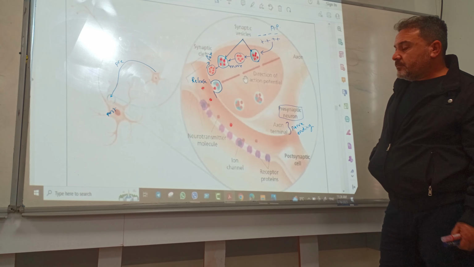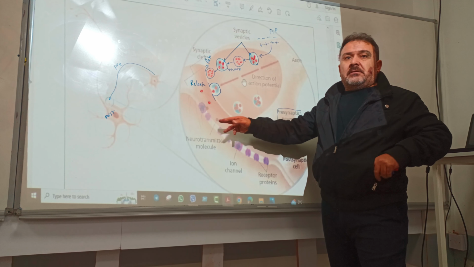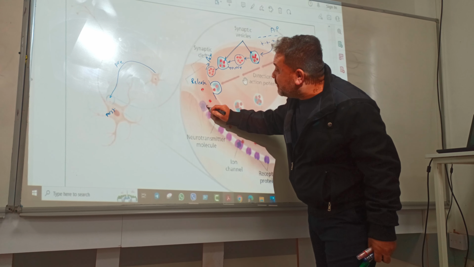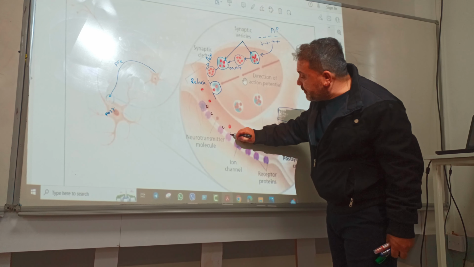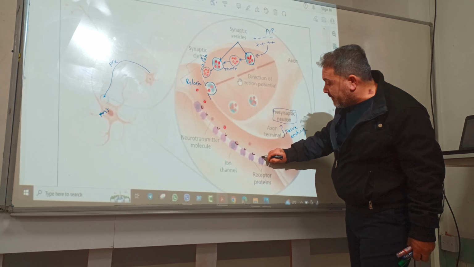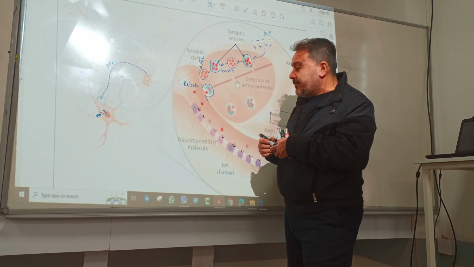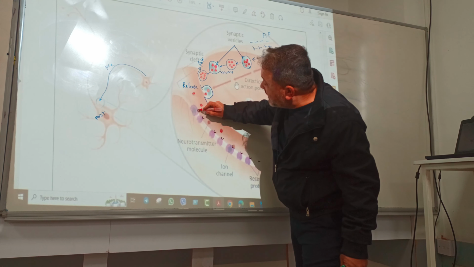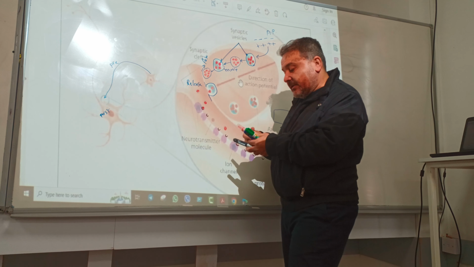After that, the postsynaptic cell contains an ion channel. On the ion channel is a specific receptor protein. This is called the receptor protein. The receptor protein for the neurotransmitter exists on the ion channel of the postsynaptic cell. After the neurotransmitter quickly diffuses into the synaptic cleft, it binds to the receptor protein.